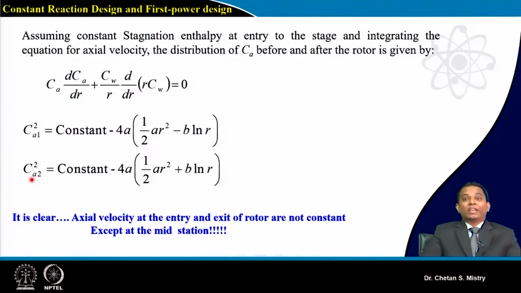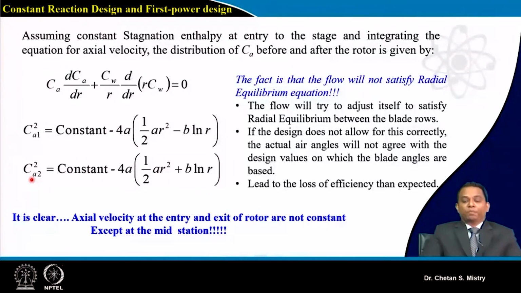Okay. Now the question may come to our mind, what if it is not satisfying the radial equilibrium equation? Suppose my radial equilibrium is not getting satisfied. So what happens? My flow at the entry will adjust itself in such a way that it will try to satisfy radial equilibrium within the rotor passage. Just realize this: it says we are forcing our fluid particle to follow the radial equilibrium.